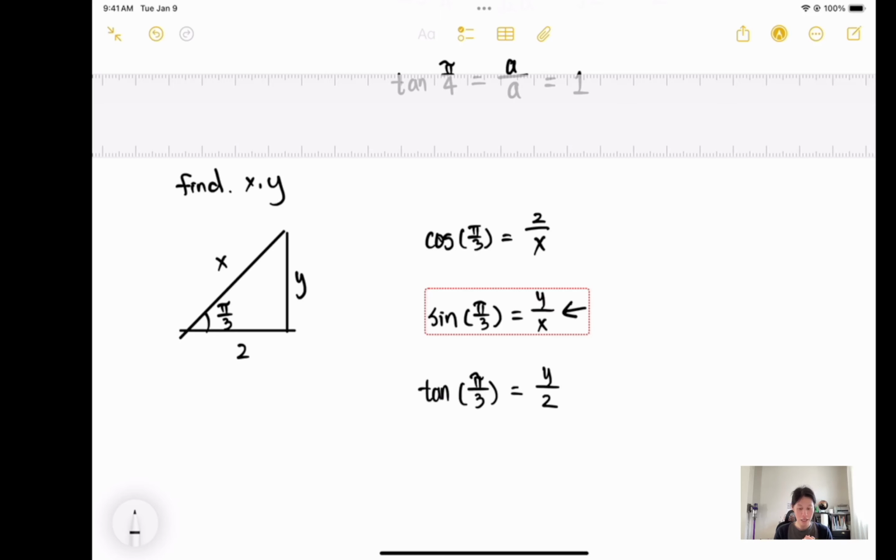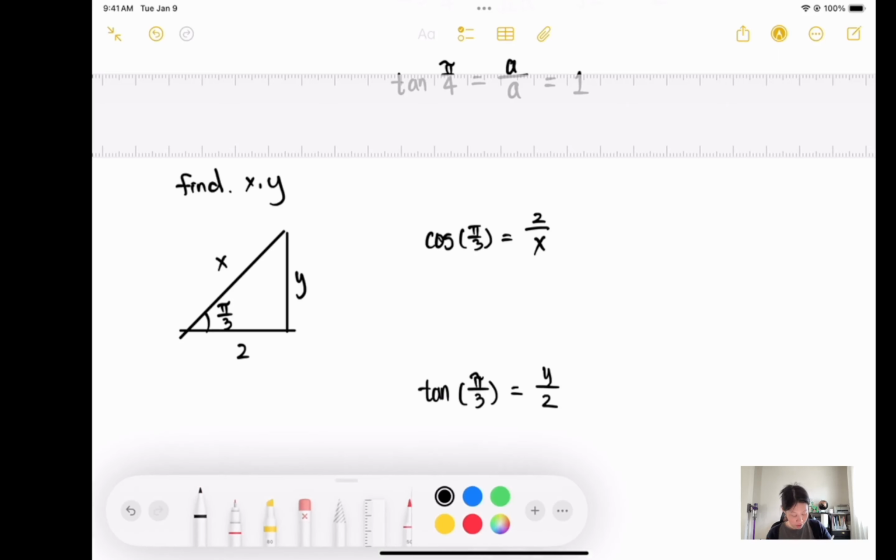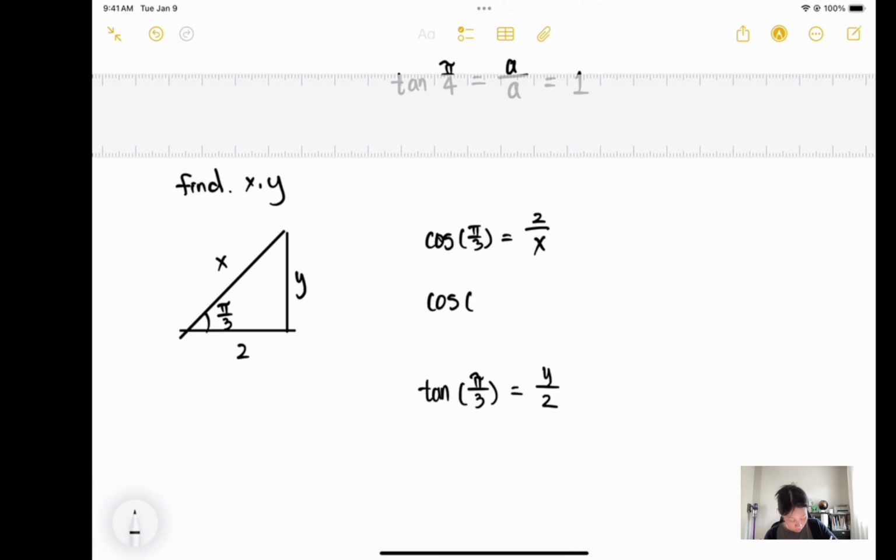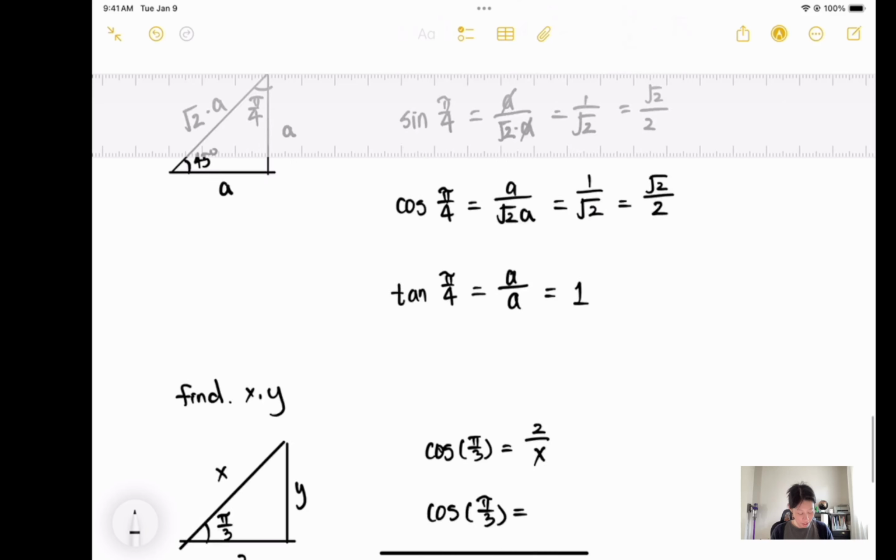The other thing that can lead to a mistake is if you solve y wrong, then you will get x wrong too. So in this case, the best way to apply the trigonometry functions is to use cosine and tangent. And the cosine pi over 3 is equal to 2 over x. And from our previous calculation, we got that cosine pi over 3 is equal to, let's take a look, 1/2.